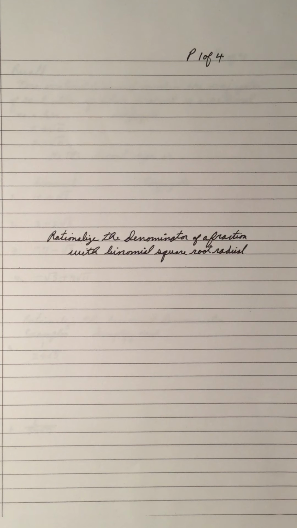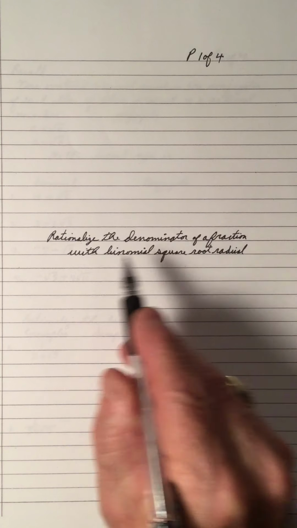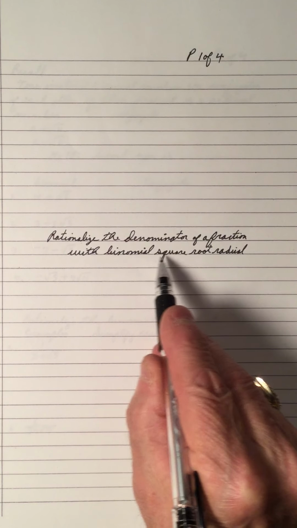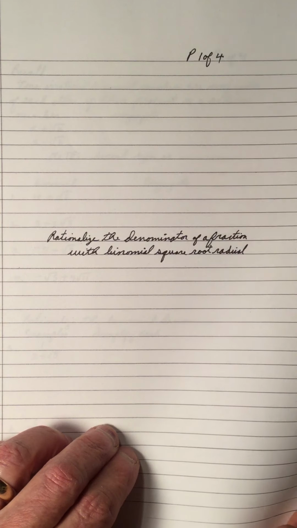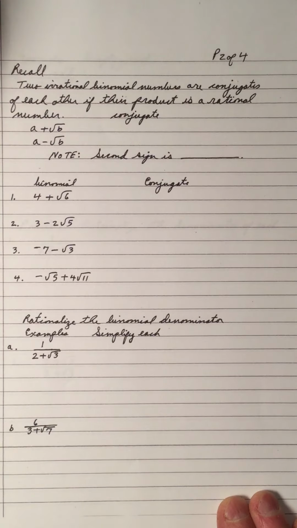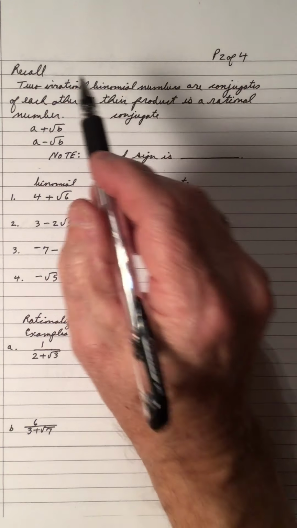Hi, welcome to my video on rationalizing the denominator of a fraction with a binomial square root radical. The previous videos talked about rationalizing a denominator which was a monomial. Now we'll do a binomial denominator. A binomial has two terms.